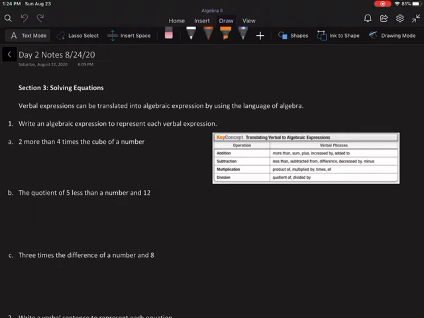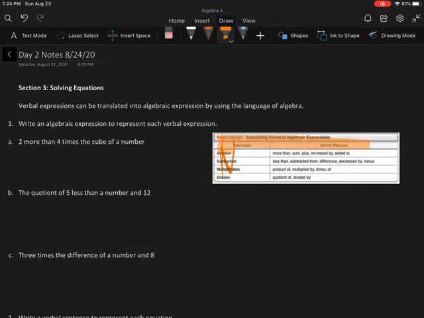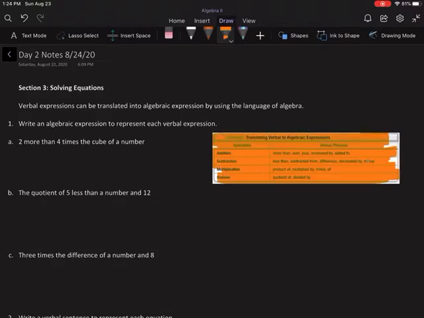So expressions, verbal ones, can be translated into algebraic expressions by using the language of algebra. So minus, plus, subtracted, decreased, product, quotient, all of these things over here in this box are the language of algebra. So we're going to write an algebraic expression to represent each verbal expression.